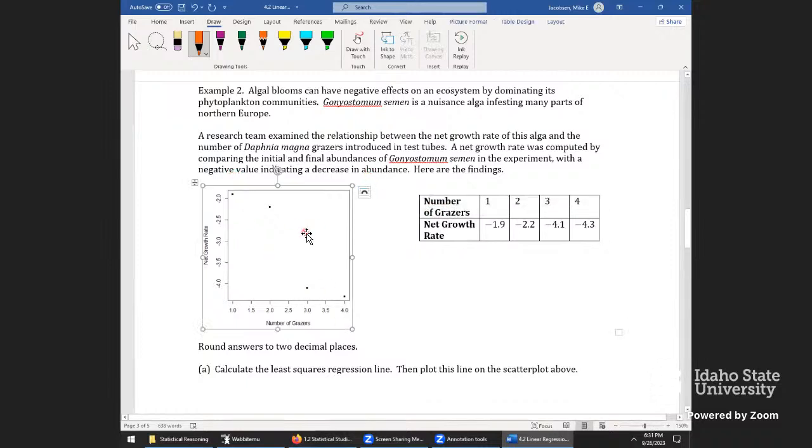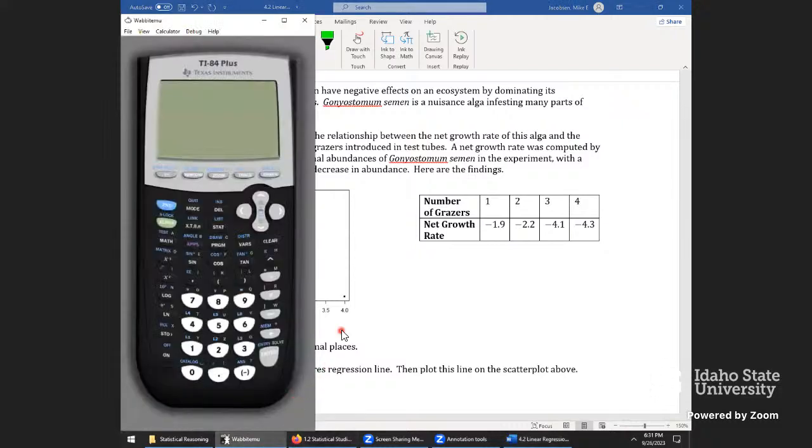So these are the data produced as a scatter plot. And it says right away, calculate the least squares regression line, then plot this line on the scatter plot above. So we're in business, folks. We're finally going to calculate that line. First thing we do is power on the calculator. Immediately just hit stat, and we're going to import these data right here.